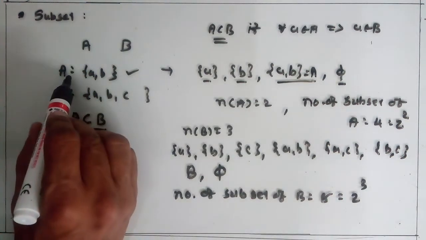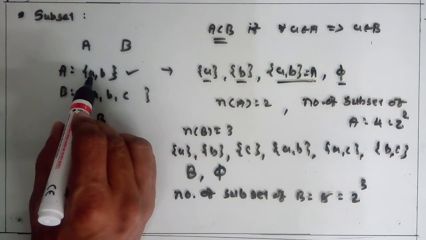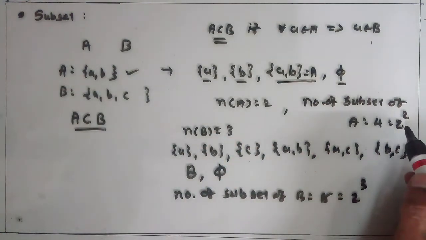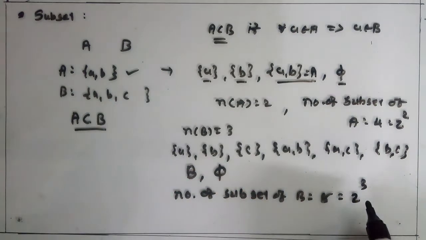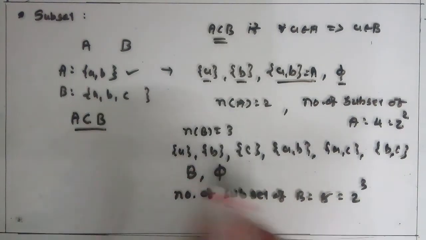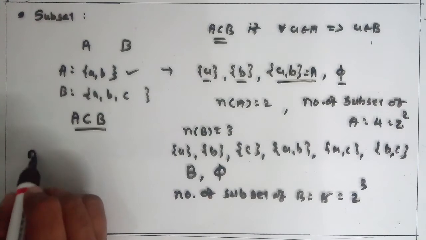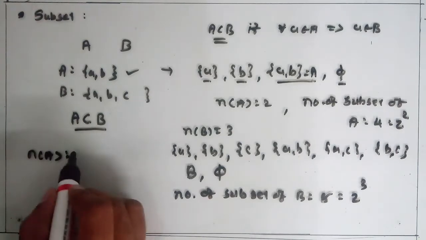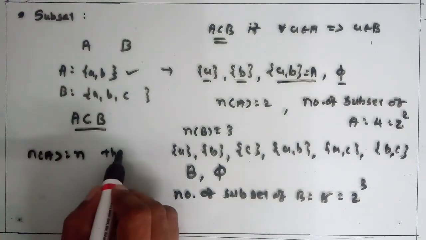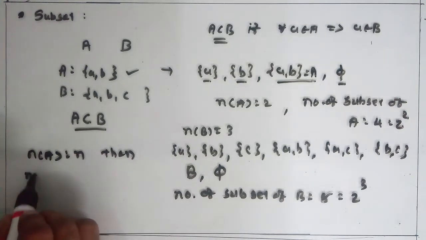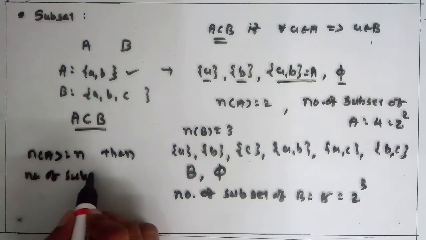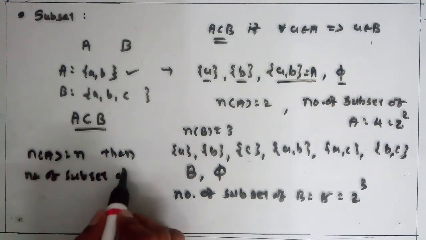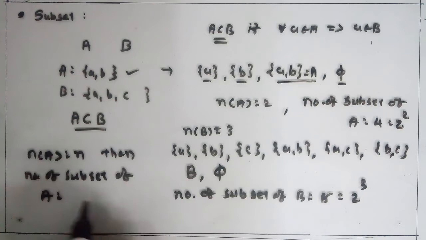If A contains 2 elements, then the number of subsets is equal to 2 raised to 2. If B contains 3 elements, then the number of subsets is equal to 2 raised to 3. That means if the number of elements of A is equal to n, then remember this, the number of subsets of A is equal to 2 raised to n. Clear?